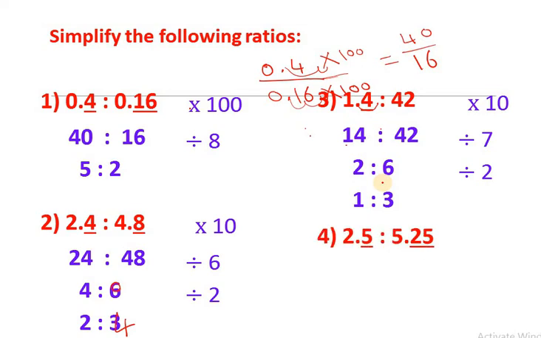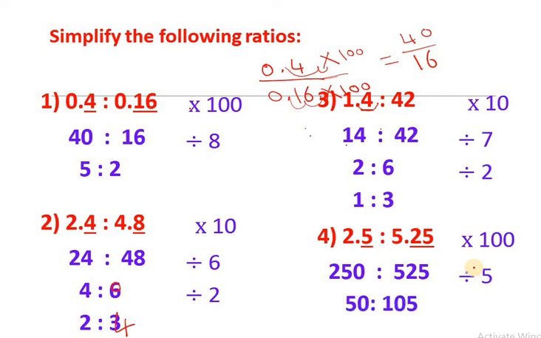Let's see here, 2.5 and 5.25. Look here, I have 2 decimal places, so I will multiply both terms by 100. The answer will be 250 to 525. Look at the units place. I have 0 and 5, divided by 5. So it will be 50 to 105, divided by 5 also. So it will be 10 to 21. I cannot simplify more.